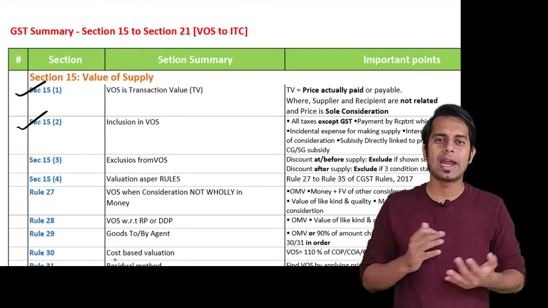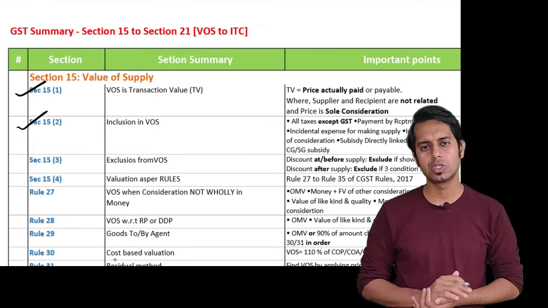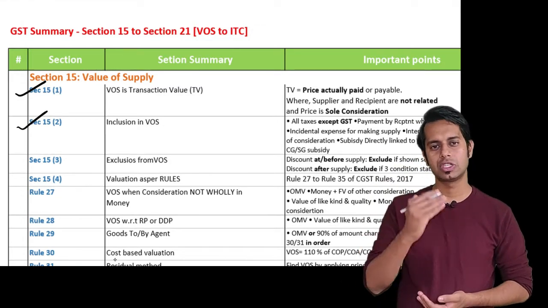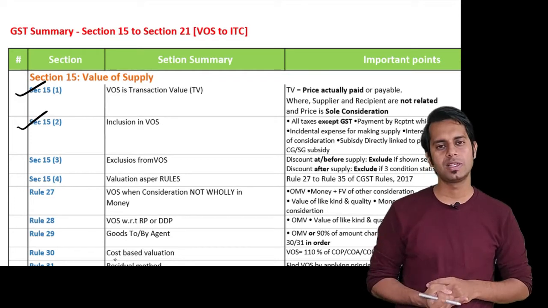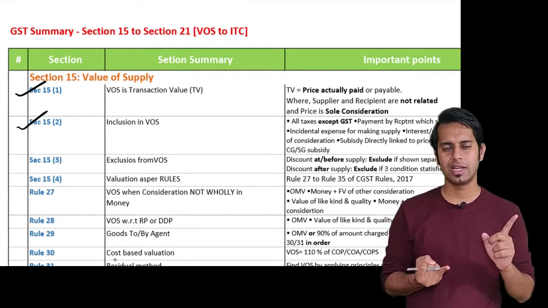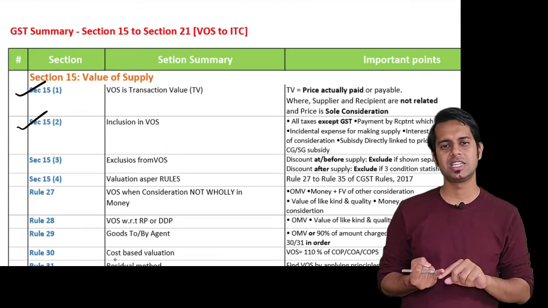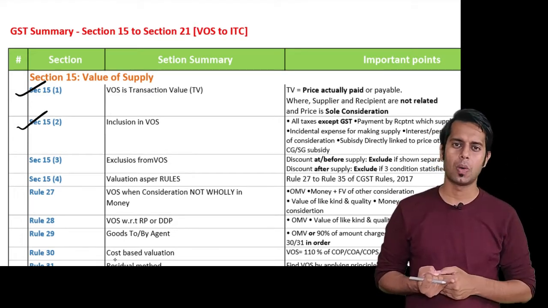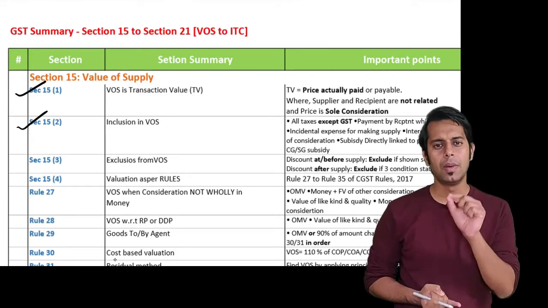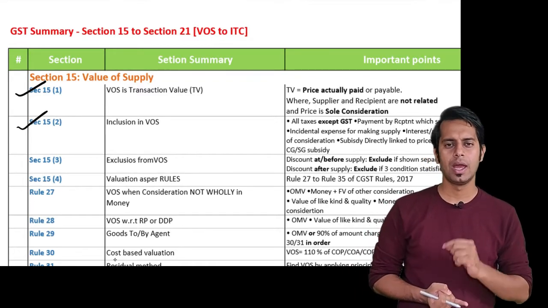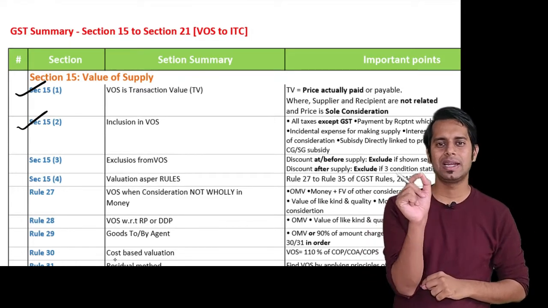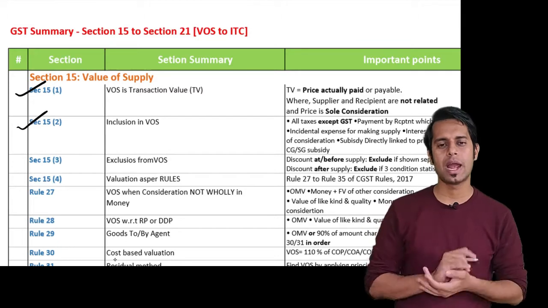What are required to be added in value of supply? There are totally 5 things given in section 15 subsection 2 which can be added in value of supply. What are these 5 things, sir? All the taxes except the taxes under GST, that is CGST, SGST, IGST, UTGST, GST compensations. Apart from this, all other taxes should be added in computing value of supply. Please note, there was a clarification issued by CBIC telling that the TCS collected at source under income tax should also not be added in value of supply.